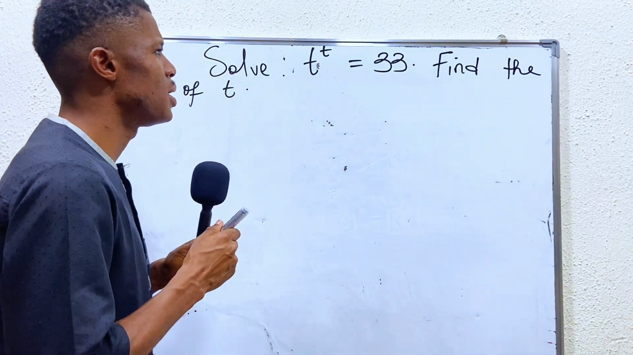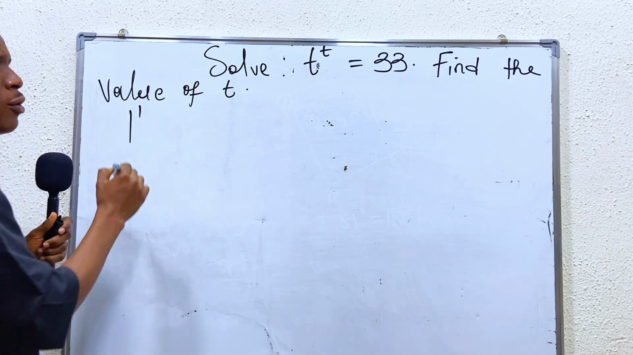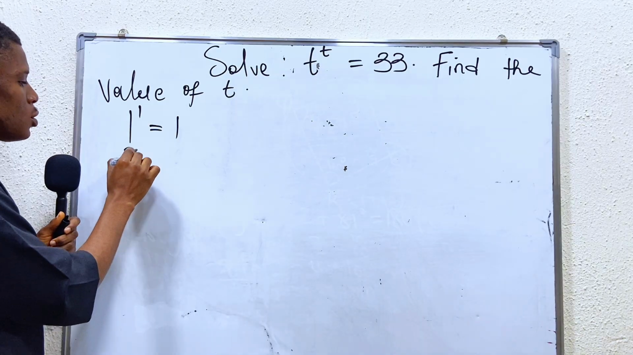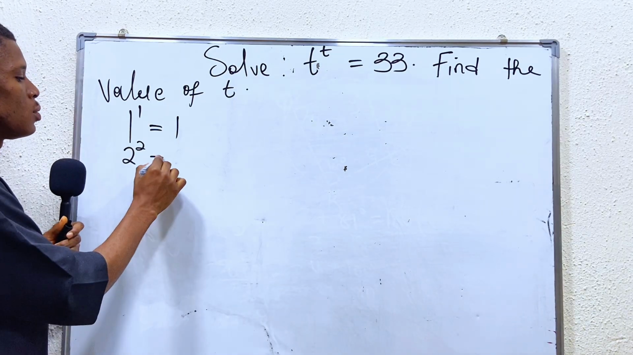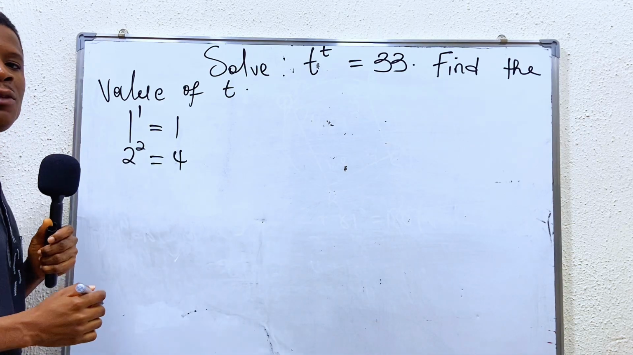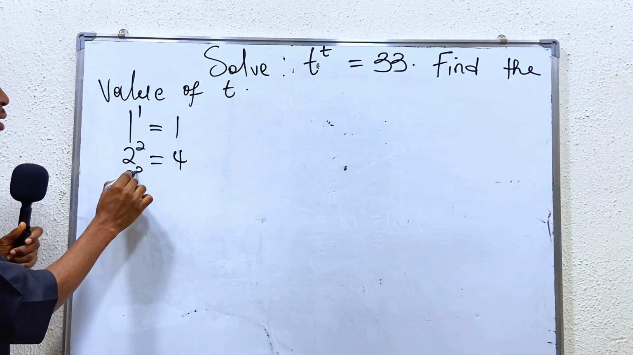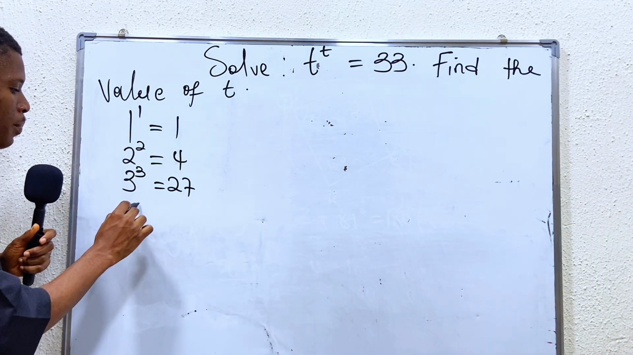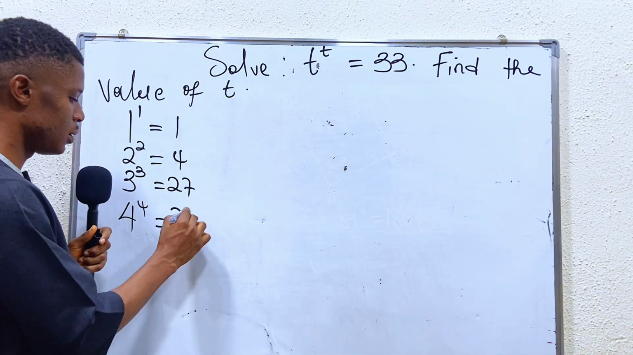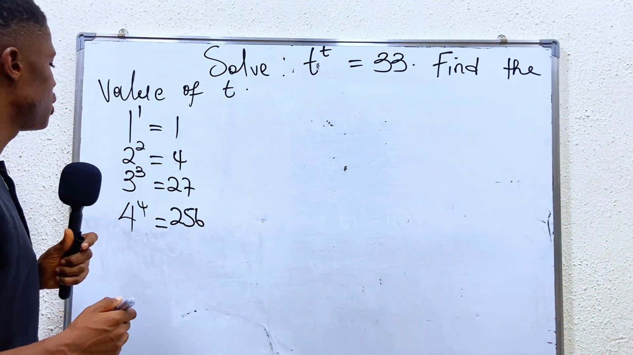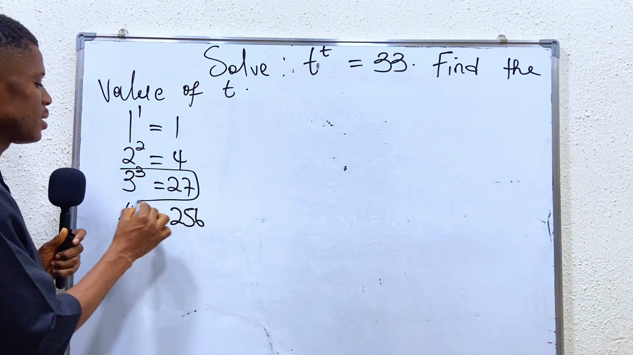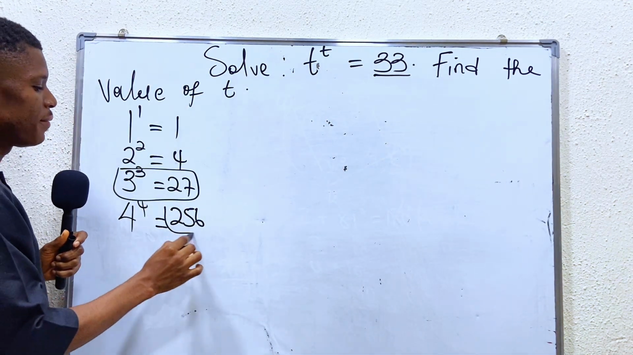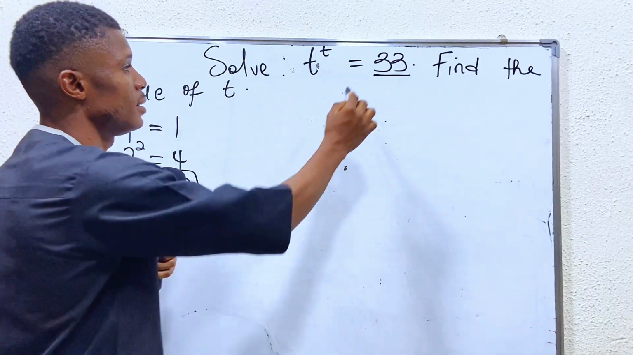Our initial guess: when we raise 1 to the power of 1, it gives us 1. And when we raise 2 to the power of itself, 2 raised to the power of 2 is basically 4. And when we raise 3 to the power of itself, it gives us 27. Then if we raise 4 to the power of 4, it gives us 256. So you can see that 27 is actually less than 33 and 256 is very well greater than 33.